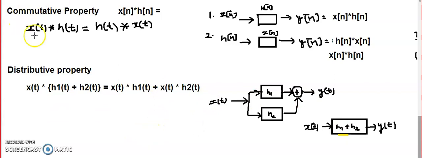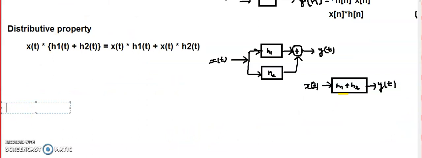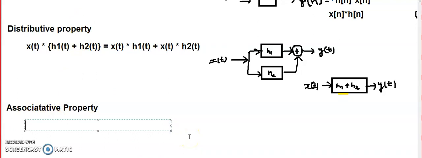Another property is associative. एसोसिएटिव प्रॉपर्टी क्या होती है? जैसे कि सपोज x[n] है, it is convolving with some h1[n] and this in fact is convolving with some h2[n], like this. x[n] convolving with h1[n] convolving with another h2[n].